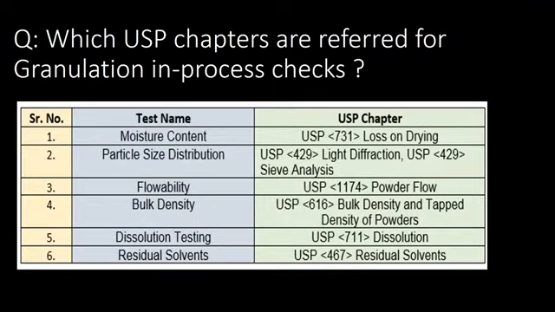Which USP chapters are referred for granulation in-process checks? You can refer to the below table for 6 important granulation in-process checks along with USP chapters.